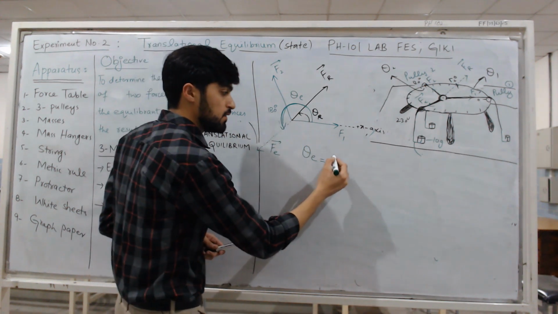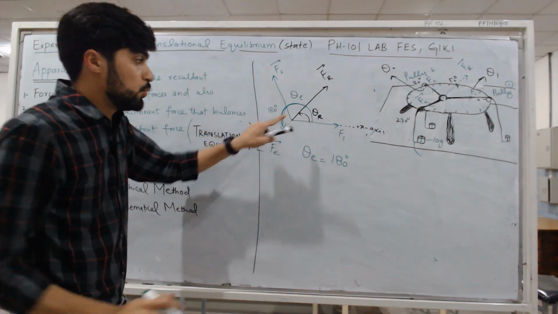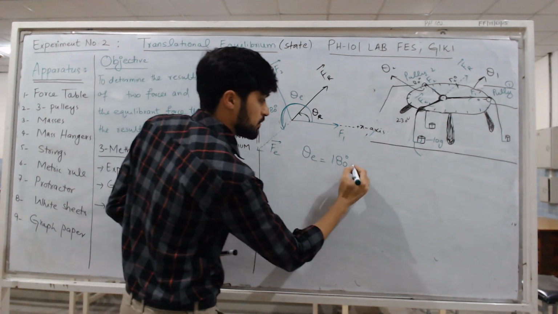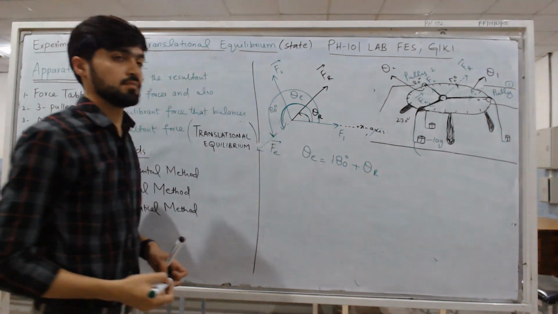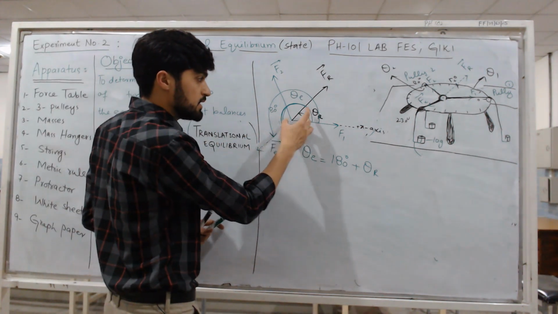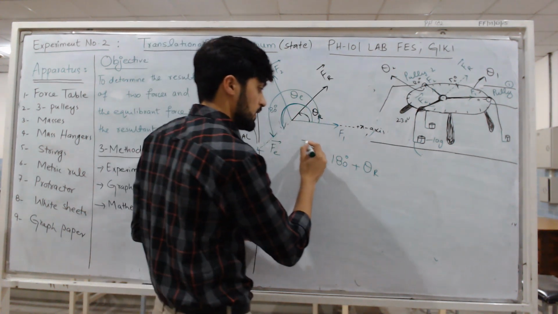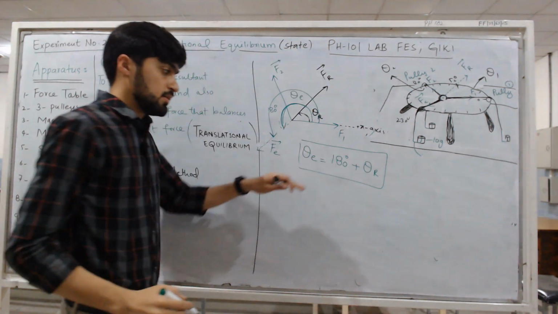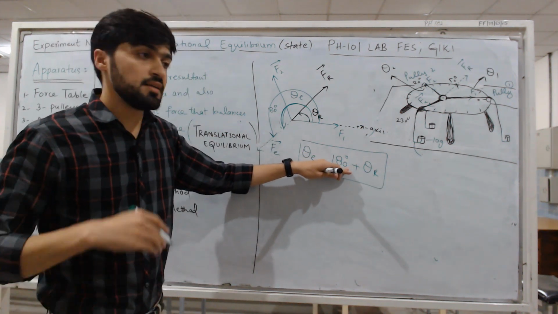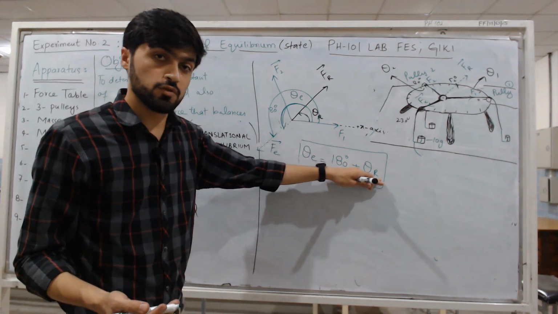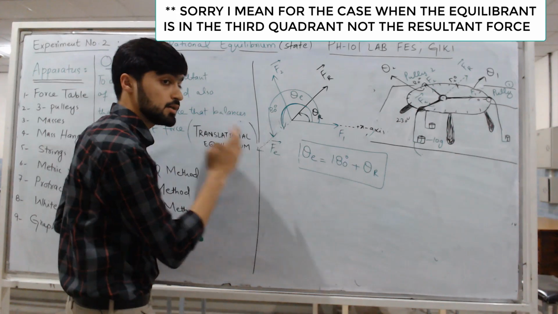So if I add 180 degrees with this theta R, then I will get this complete angle theta E. So this is the way to find the direction of the equilibrium force. Just add 180 degrees to the direction of the resultant force. But keep in mind, this is for the case when the resultant force is in the first, second or third quadrant.